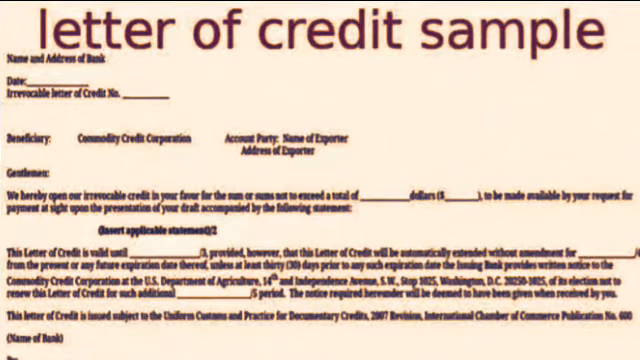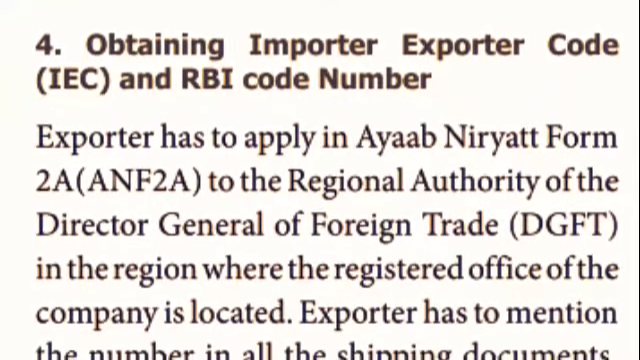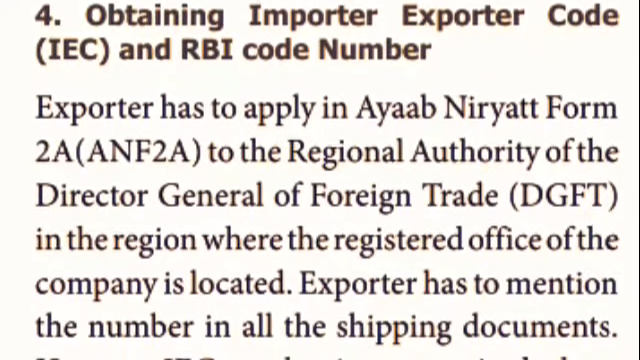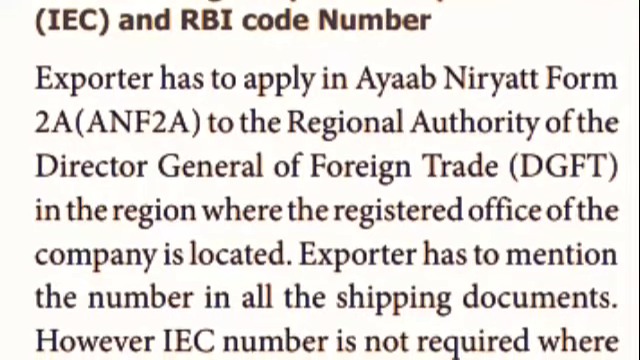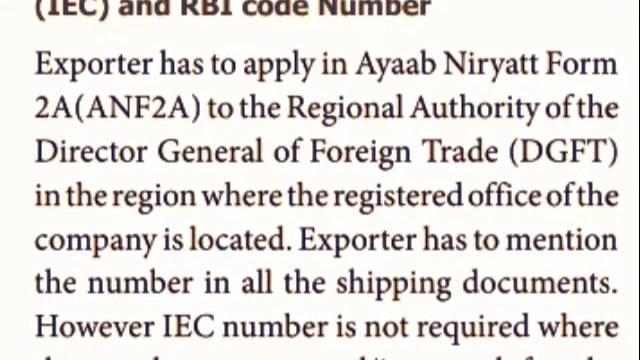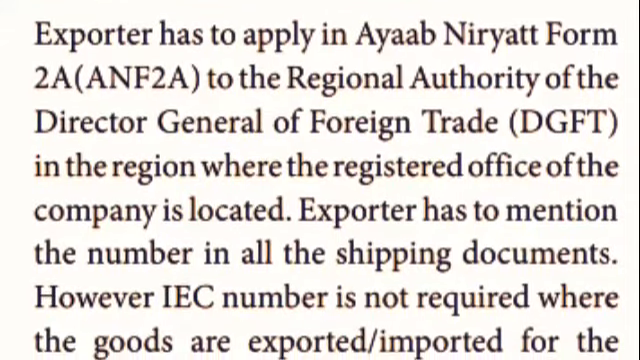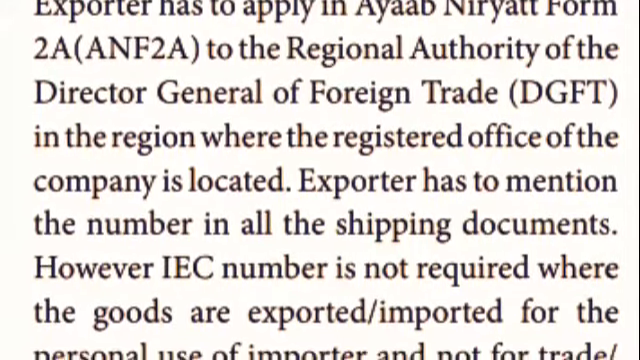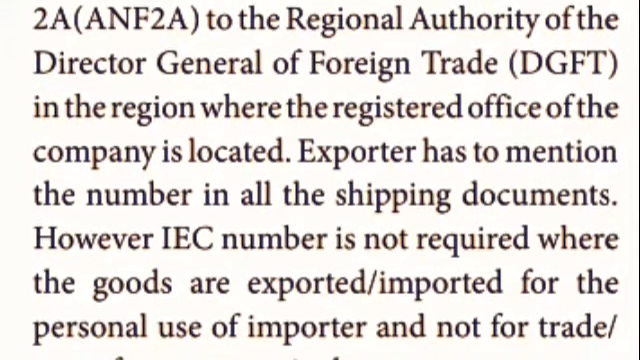Next one, obtain the importer and exporter code, IEC and RBI code number. Exporter has to apply in the ANF 2A form to the regional authority of the Director General of Foreign Trade, DGFT, in the region where the registered office of the company is located.